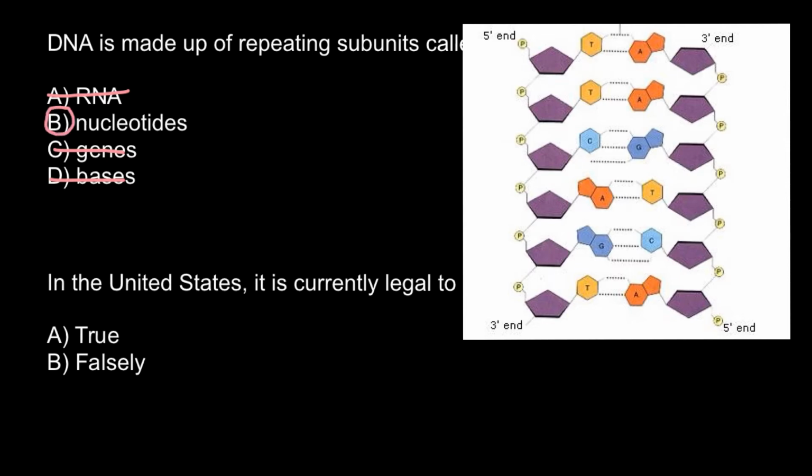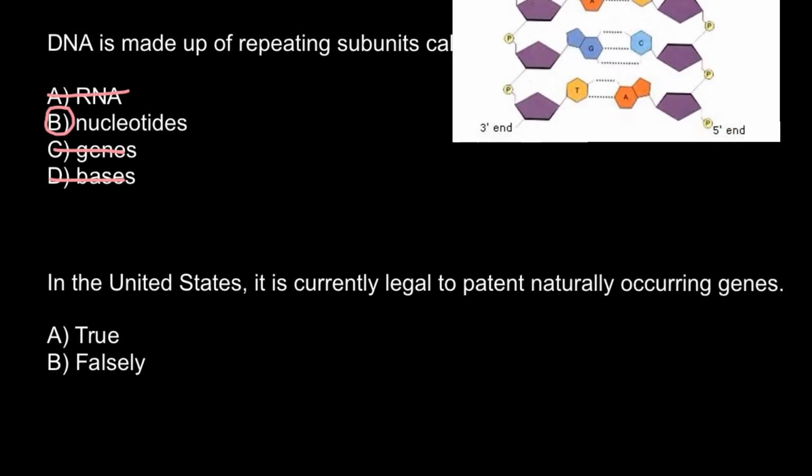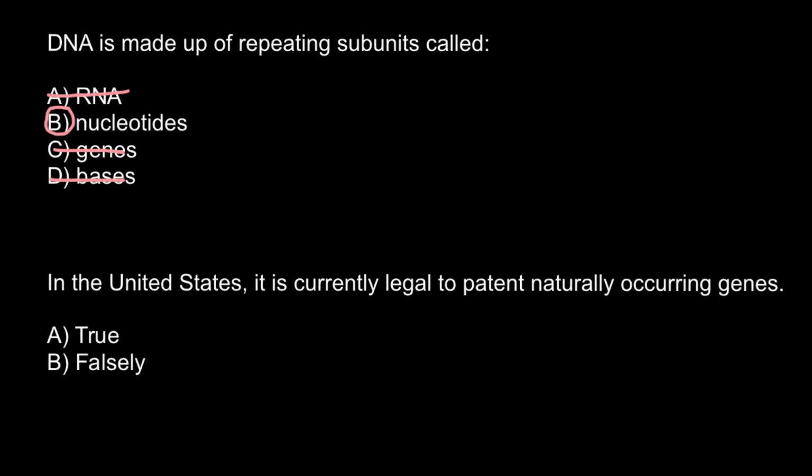And now let me go to the second question or statement. In the United States, it's currently legal to patent naturally occurring genes, true or false? So until 2013, to be precise, until June 13, 2013, it was true. In the United States, a company could patent genes that were naturally occurring, whether in humans or animals or plants or bacteria.